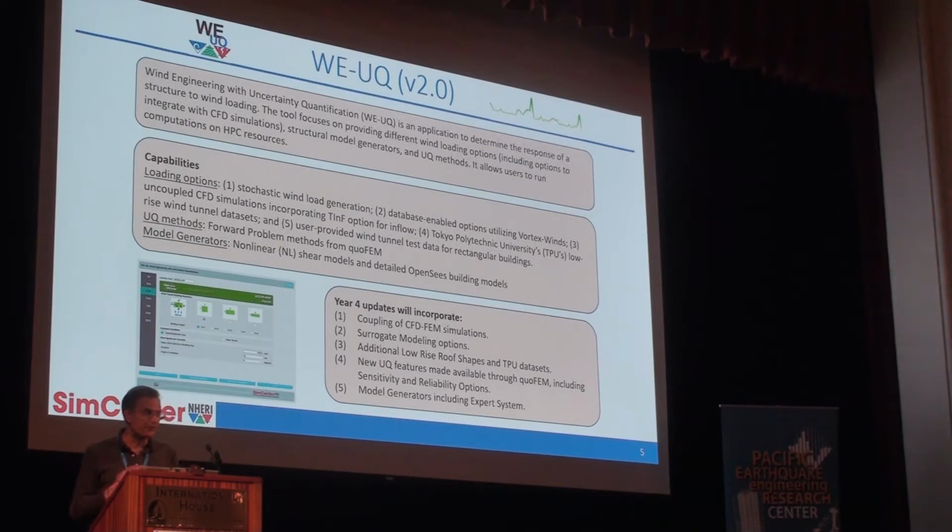Coming in year 4 will be fully coupled CFD. Right now it's just one way, so basically rigid buildings. But coming in year 4 will be fully coupled. And also we're going to have surrogate modeling options available to you because CFD calculations are very expensive. So those are some of the features that will be coming out in year 4.